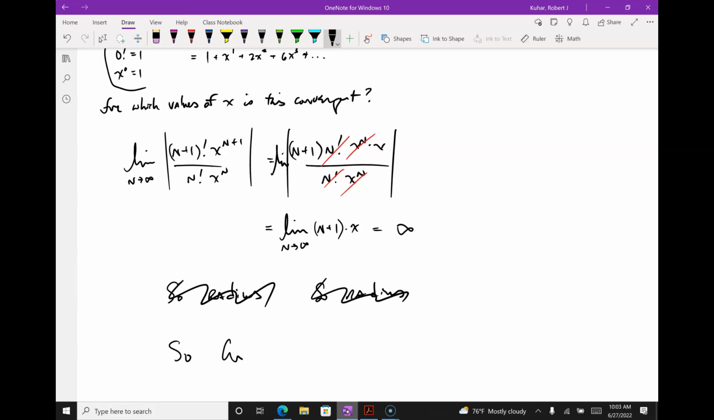So the series converges only when x is 0. And again, the book will talk about x minus a, like I've moved a function over. I only care about centered at 0.